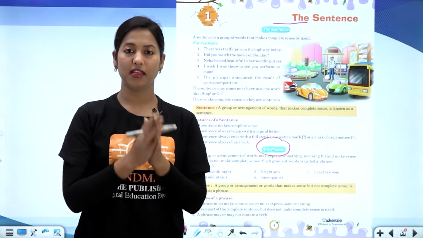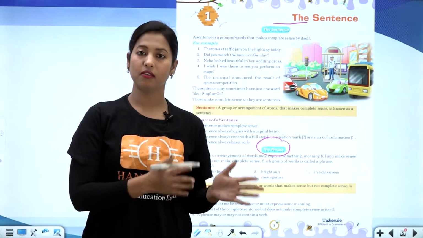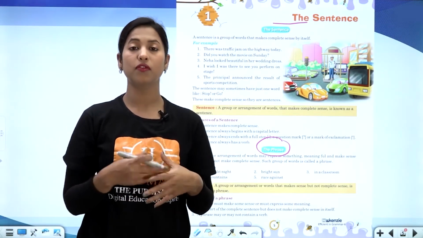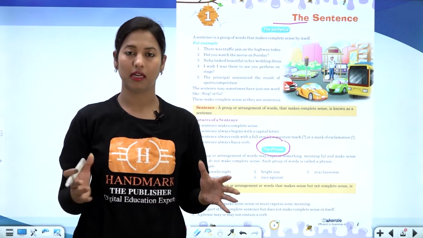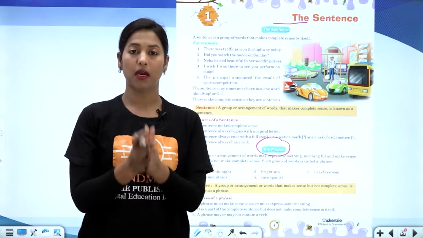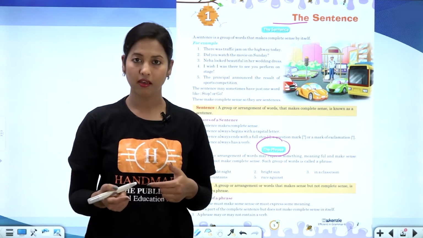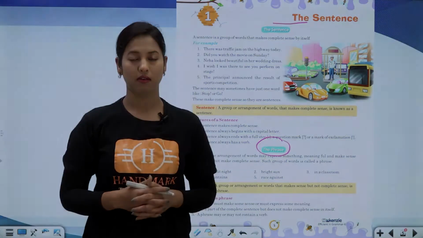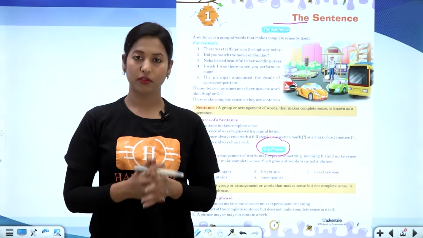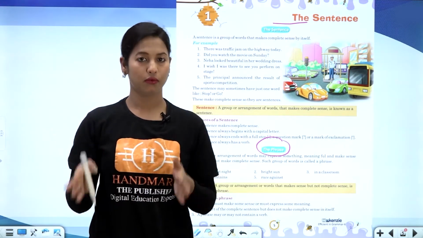So students, as we saw, a sentence is a group of words that gives complete meaning, that makes complete sense, but a phrase is a group of words that gives meaning but not the complete meaning. Now let's understand the features of a sentence and a phrase.